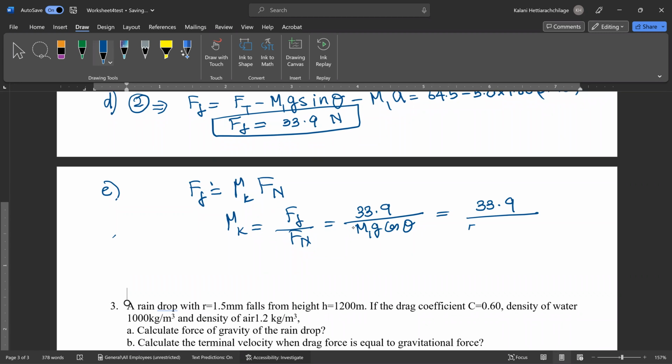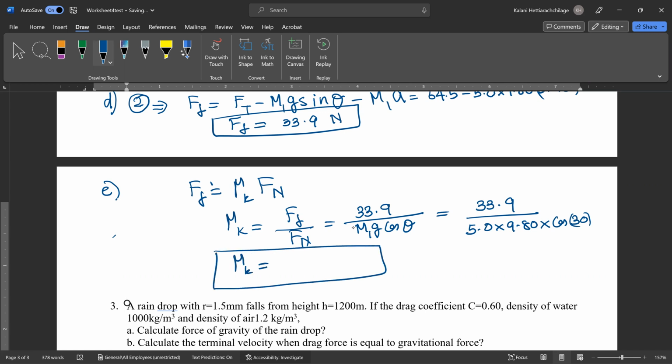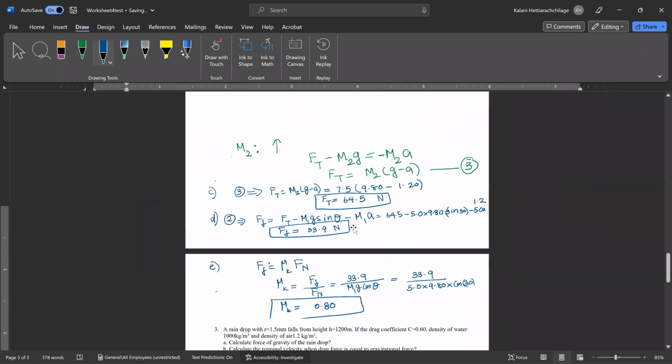M1 is 5 kilograms and G is 9.80, and cosine of 30 is √3/2, and then you will get mu k. It is a coefficient, so there are no units. It comes to 0.80. Okay, so that's the order of the question that I have done.